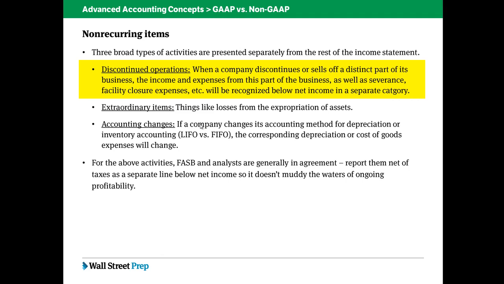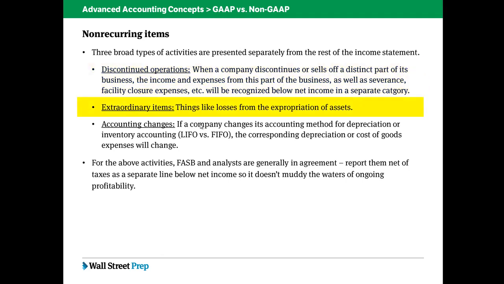And that's the same from a GAAP presentation as well as from an analyst presentation. The discontinued operations are generally treated separately from the income statement, causing no problems for us in terms of analyzing earnings per share or profitability or things like that. Same goes for extraordinary items. These are things like losses from the expropriation of assets or accounting changes.